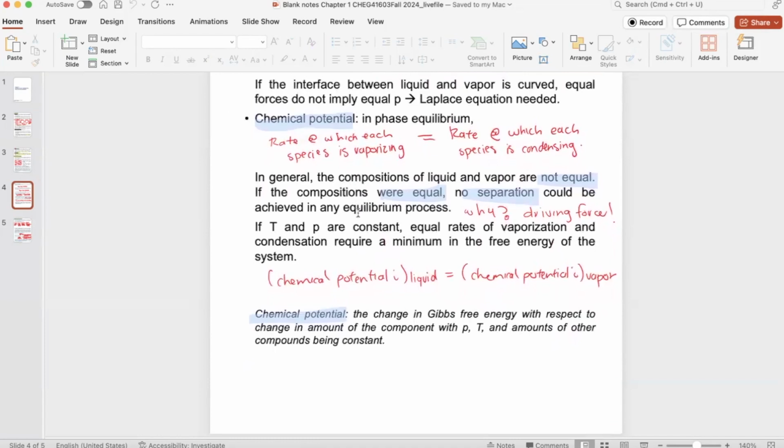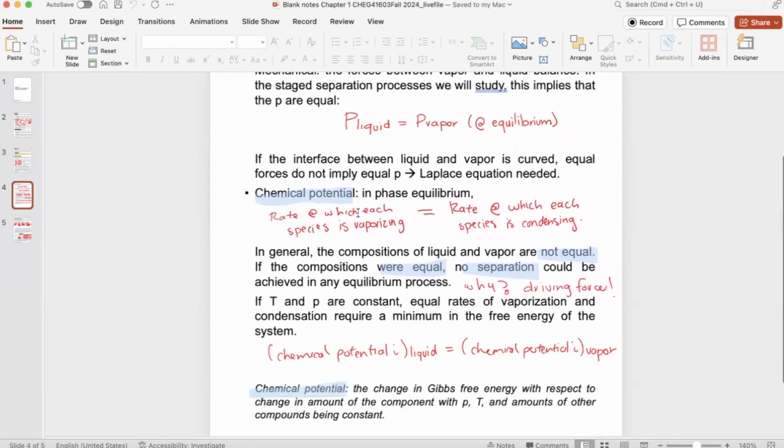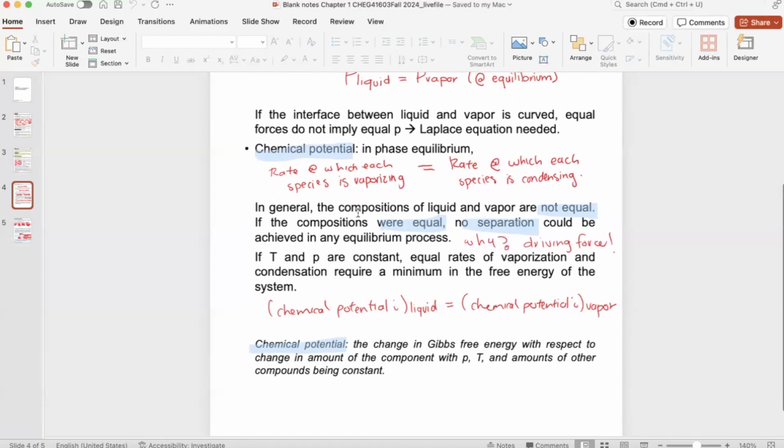The chemical potential is another point of view that we need to revise in terms of the equilibrium conditions. Looking from the chemical potential point of view, for a phase in equilibrium, we will see that the rate at which each species is vaporizing is equal to the rate at which each species is condensing. In general, the compositions of liquid and vapor are not equal. If the compositions were equal, no separation could be achieved in any equilibrium process. If temperature and pressure are constant, equal rates of vaporization and condensation require a minimum in the free energy of the system. And just to recall, chemical potential is the change in the Gibbs free energy with respect to changing amount of the component, with pressure, temperature, and amounts of other compounds being constant.